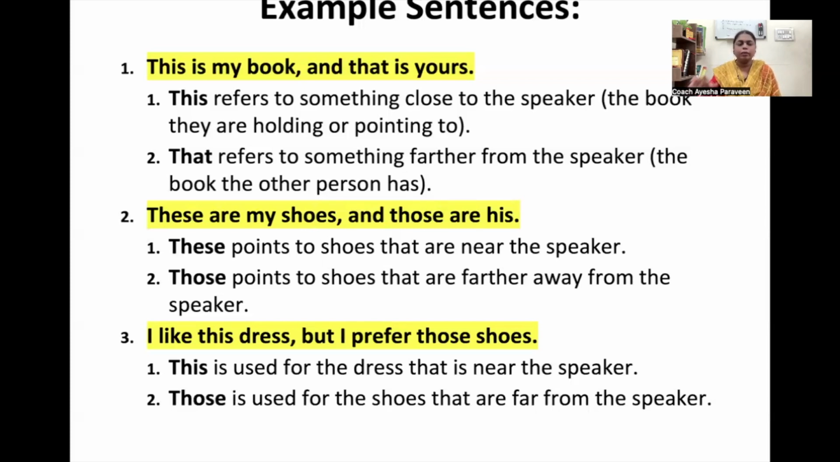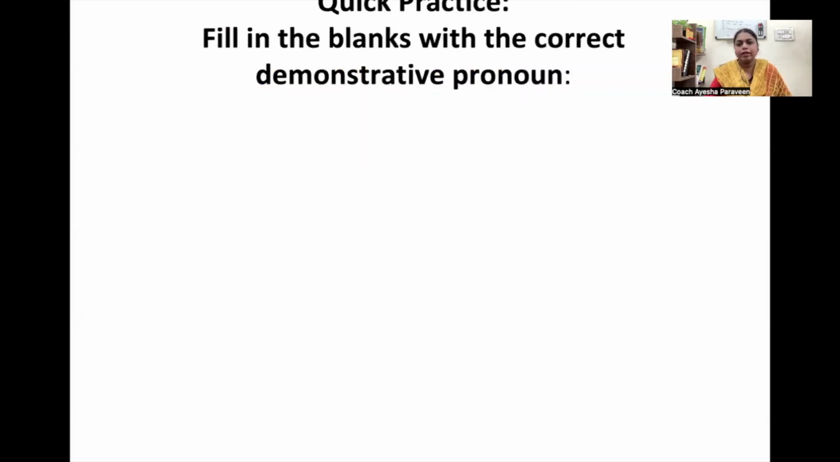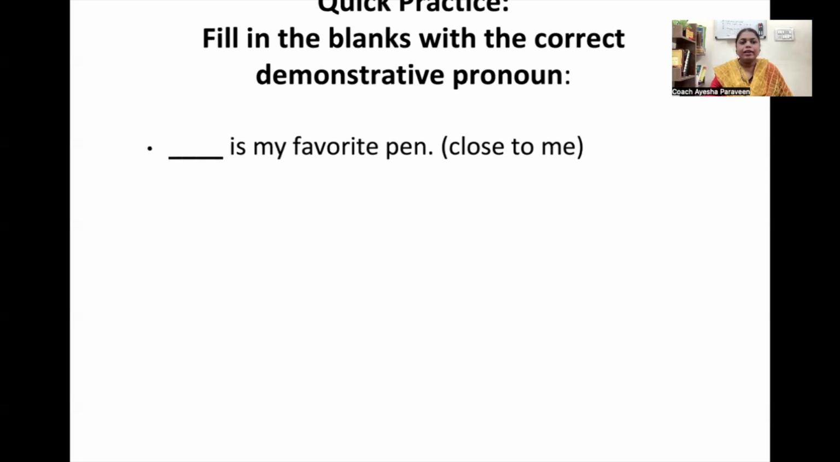So I believe you have got a clear understanding of where we use this, that, these, those. So please use them appropriately when you write and when you speak. Now I will check how well you have understood demonstrative pronouns. So fill in the blanks. Dash is my favorite pen.